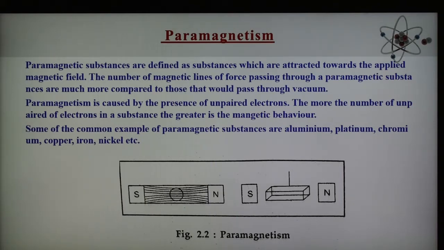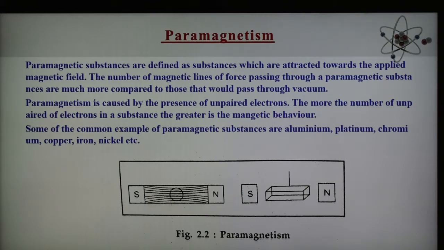The more the number of unpaired electrons in the substance, the greater is the magnetic behavior. We know that most of the unpaired electrons are there in transition elements. As a result, transition metals display paramagnetic character. All paramagnetic substances have a net non-zero magnetic moment of their own. Some common examples of paramagnetic substances are aluminium, platinum, chromium, copper sulfate, iron, copper and nickel, which contain one or more unpaired electrons.